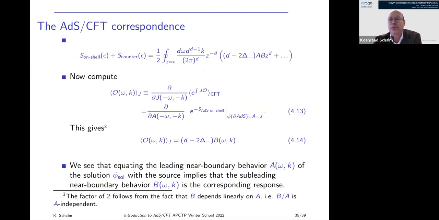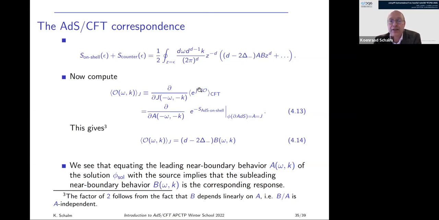Now we're here. Now we use the GKPW rule and we say that e to the minus S, this total action, is the generating function of the correlation functions in the CFT, where I have to equate the value of phi at the boundary of AdS with the source J. So to compute O, which is the derivative with respect to J, in Fourier transform language minus omega minus k. This is the definition of the 1-point function of this operator.